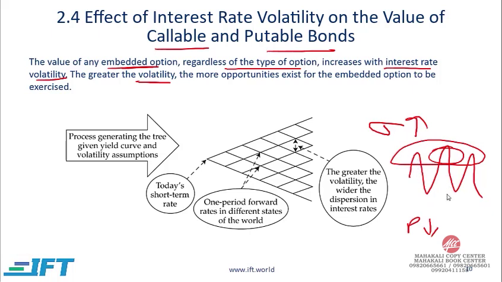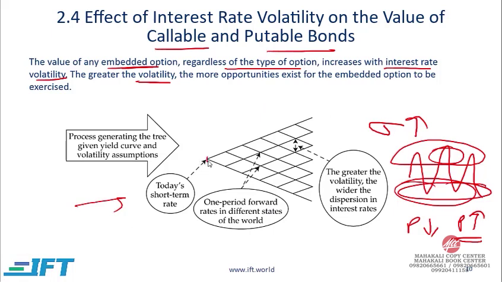With volatile interest rates, it is also more likely that rates come down, which means that it is likely that bond prices go up. Therefore, it is more likely that call options will be exercised. So that's the reason why both call and put options become more valuable when volatility increases. And this graphic depicts what we have seen in the earlier slides.